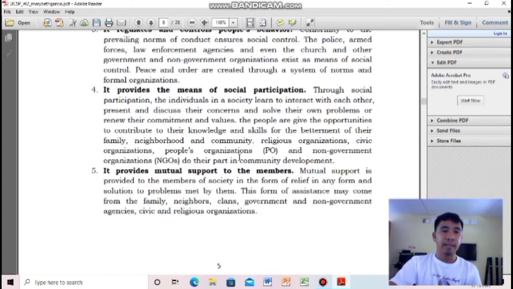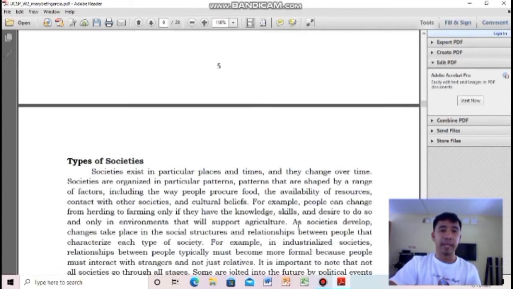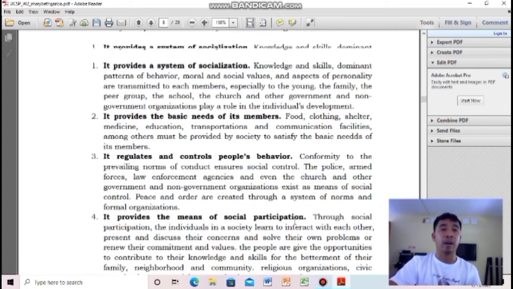Hindi pwedeng pagustuhan ay lang. Okay, number 5, it provides mutual support to the members. Mutual support is provided to the members of society in the form of relief in any form and solution to problems met by them, no? Mga bulig. That's why ang bintaha kung bilong ikaw sa isa ka society, sa isa ka grupo, no? Kay may mapangayuan ka bulig, mapangayuan ka advice or support, no, or help, no, especially in times of needs or in times of problems. Okay, so that's for the functions of society.